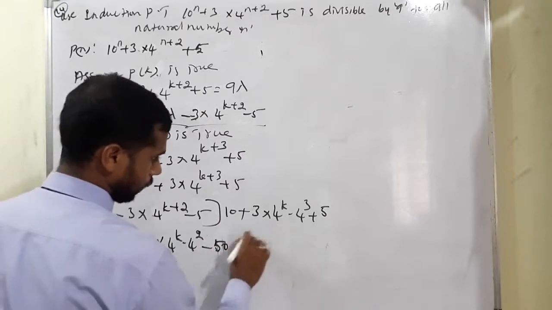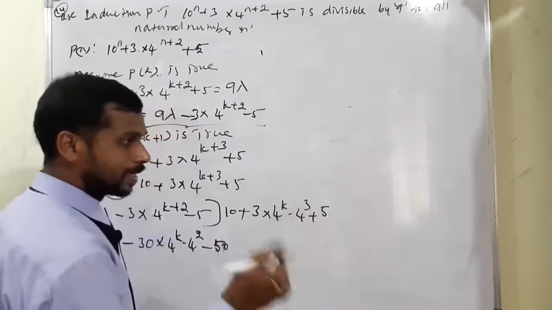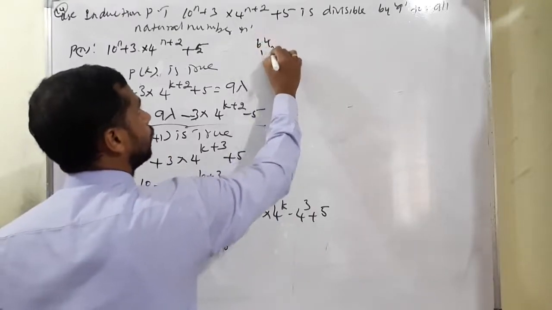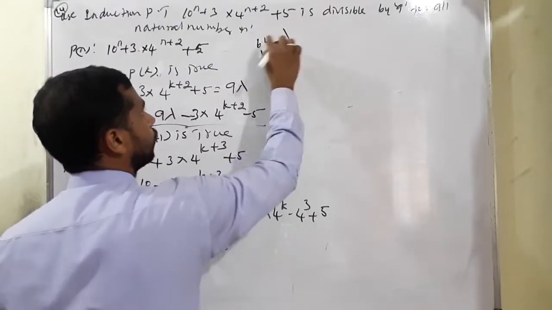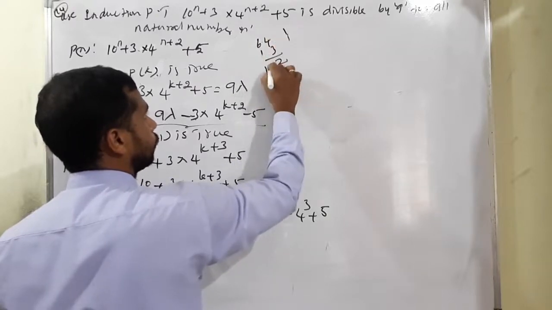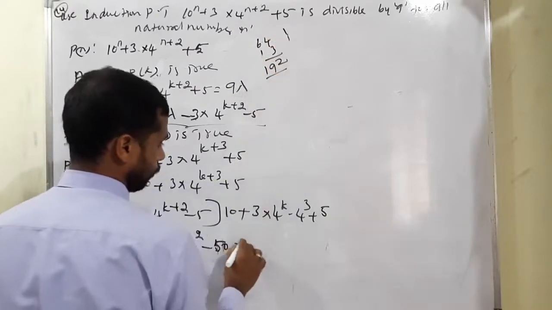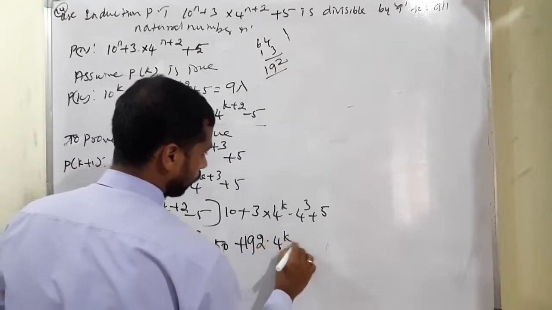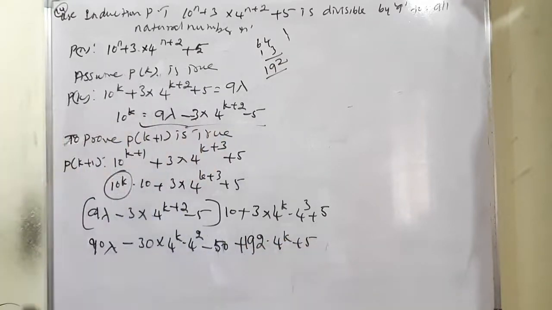Then next, 4 cubed means 64. 64 into 3 means 192. 64 into 3: 3 4s are 12, carry 1, 6 3s are 18, 18 plus 1 means 192. So, plus 192 into 4^k. Constant 5 is there.